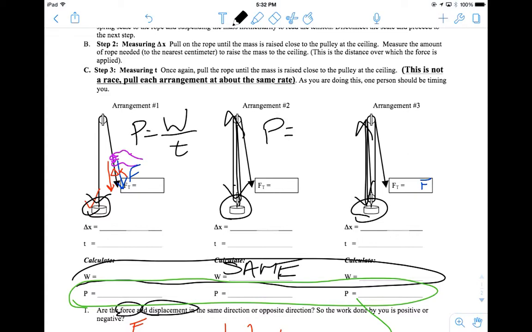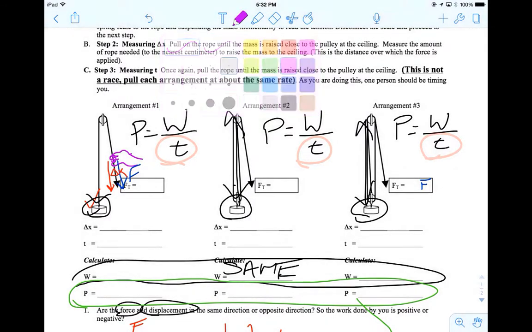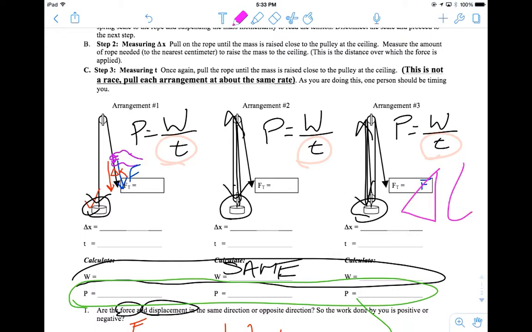For each of these, we said work stayed the same for all of them. So then the question is, what really will influence our power is the time piece. So let's go through and take another look at our data. From our data, you probably noticed and realized, just from your own experience, that it took a lot longer, way more time, to accomplish the movement of the book for arrangement 3. Arrangement 2 was a little bit smaller, and then arrangement 1 went really quickly.